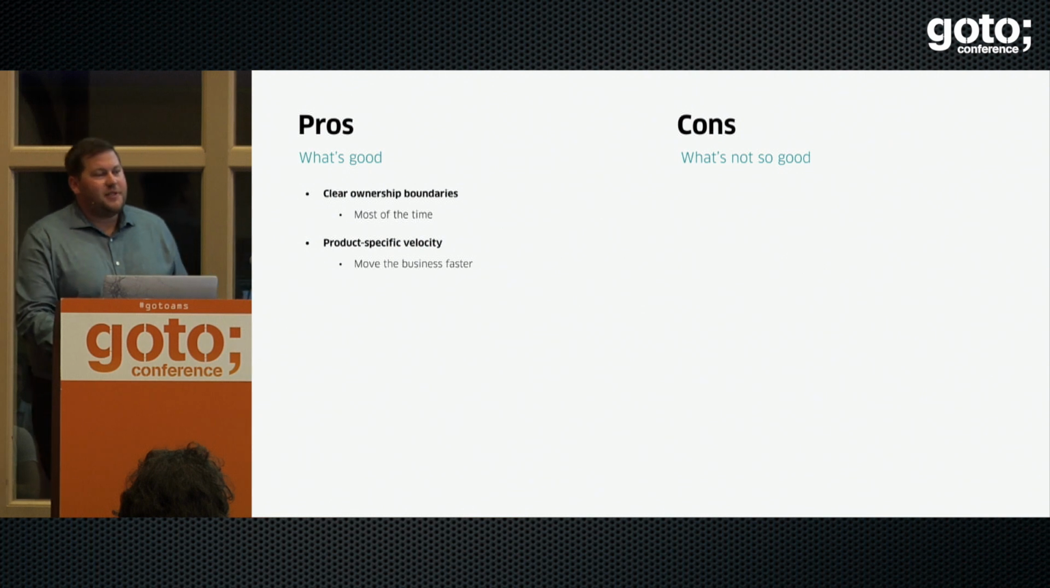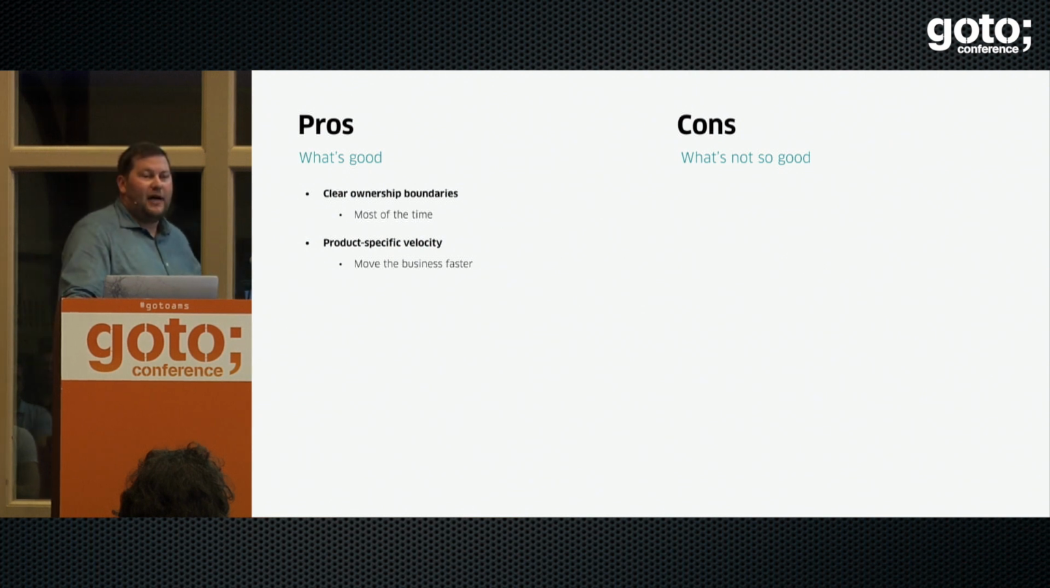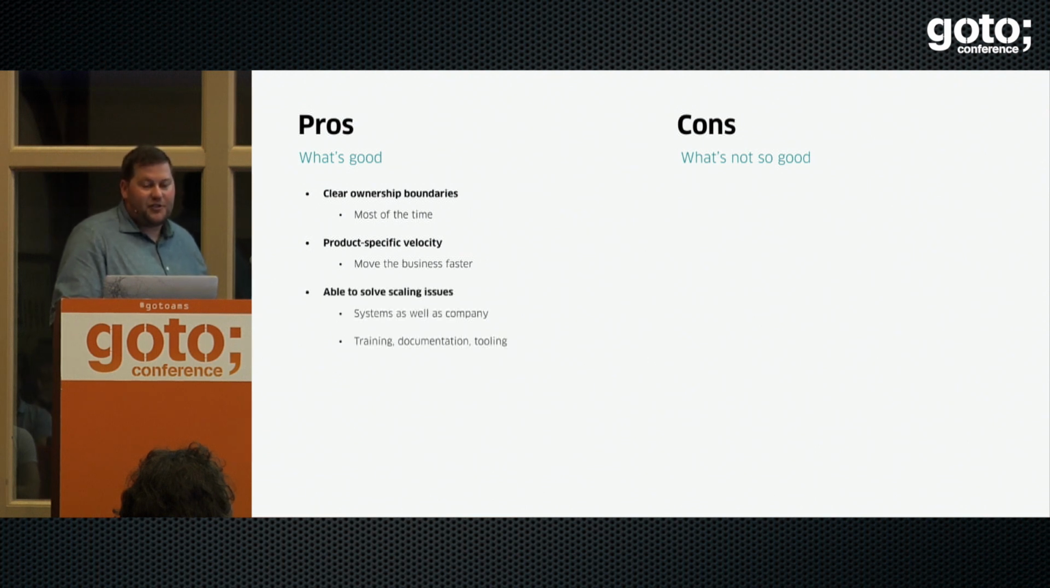It also gave us product-specific velocity. Again, when you're growing super fast and you're hiring all these new engineers, where the average engineer is less than 6 months at the company, you really want to make it very easy for them to move at their own pace. You don't want legacy foundational services blocking the product development of a new product. And so it allows us to move the business faster. And it gives teams independent velocity.